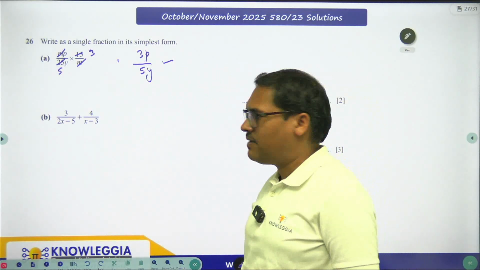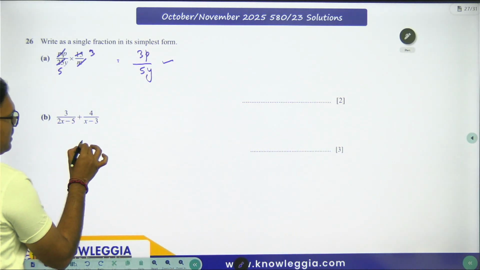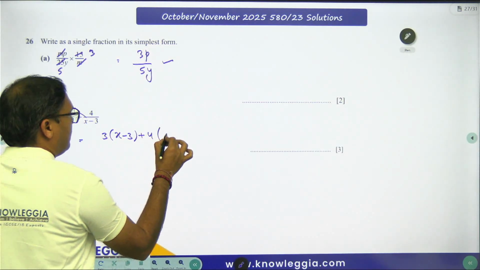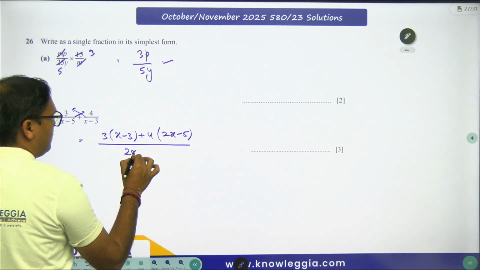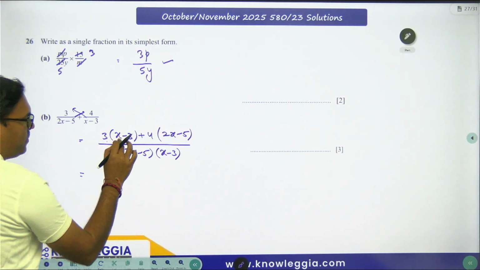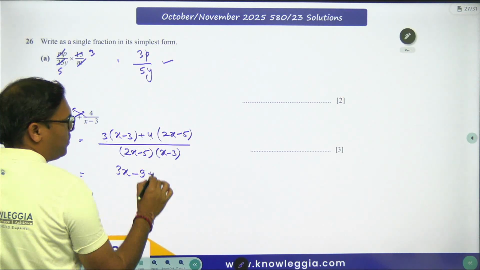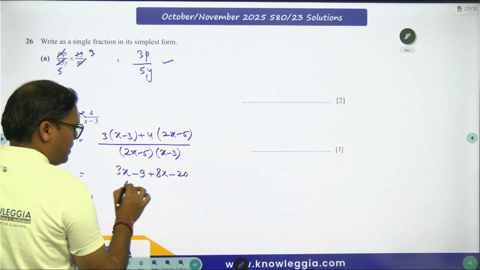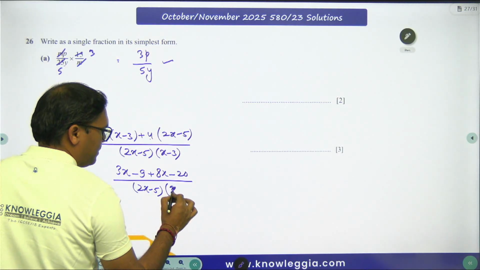Now the next one. You have to simplify this. So here you can see I'll use the cross multiplication method. I can cross multiply this, that is 3 multiplied with x minus 3, plus 4 multiplied with 2x minus 5, divided by 2x minus 5 into x minus 3. So if I simplify this, 3 into x, that is 3x, 3 into minus 3, that is negative 9, plus 4 into 2x, 8x, and 5 into minus 5 into 4, minus 20, upon 2x minus 5 into x minus 3.